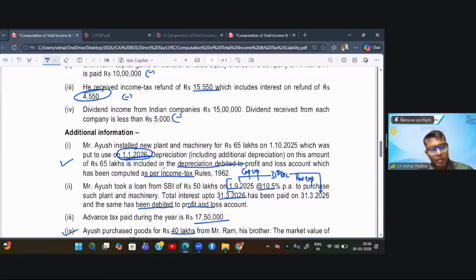Tuition fees for 2 children is allowed, which means tuition fees, not private coaching. Tuition fees means school, college, university fees. Correct? All these are allowed. Now, if you have a doubt: see, if you are in the old regime, these are allowed. If you are in the new regime, these are not allowed.